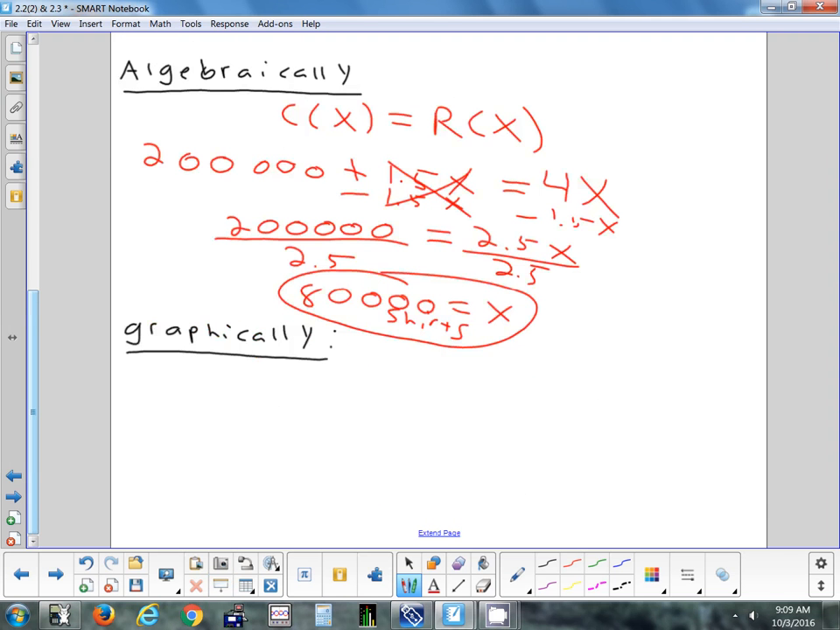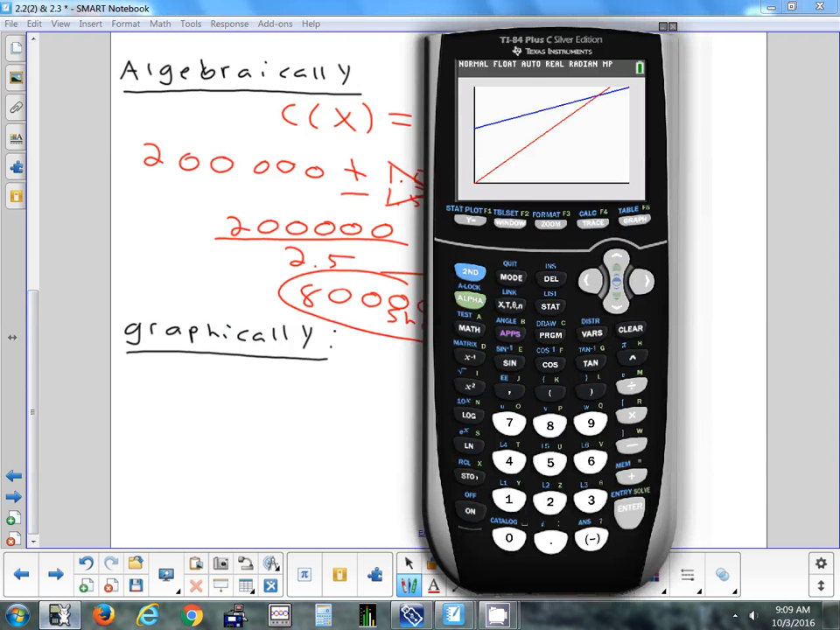All right, now graphically, we're pretty much already set up to do it from the first part. We've already graphed. All I have to do is see where these cross. Ethan, can you tell me the buttons I pressed to find where these two lines cross? Second, calc, intersect. Okay, pick a point on the first curve, second curve, and are these lines ever going to cross more than once? No, so the guess doesn't really matter. It'll figure it out.